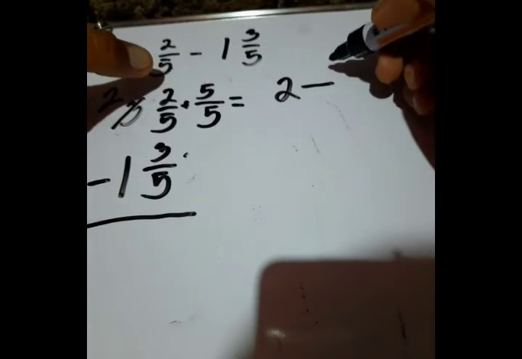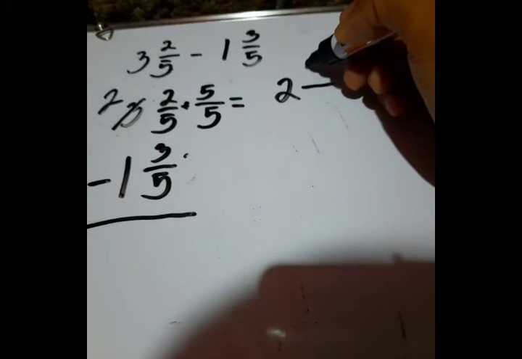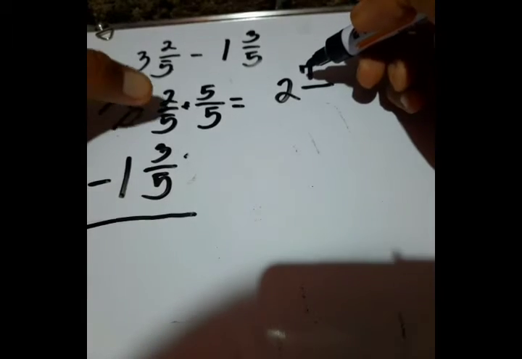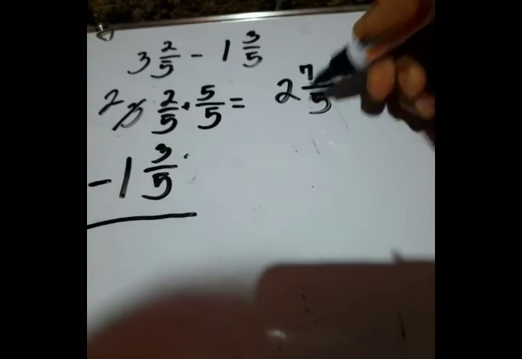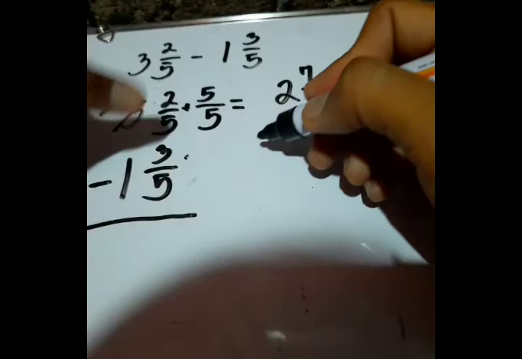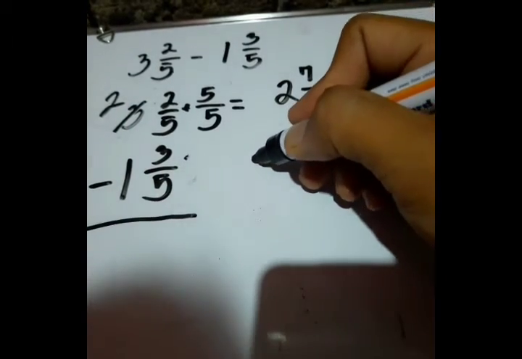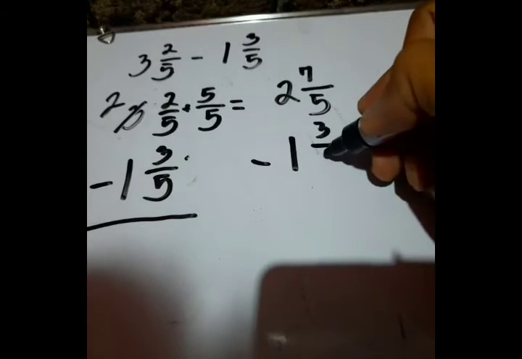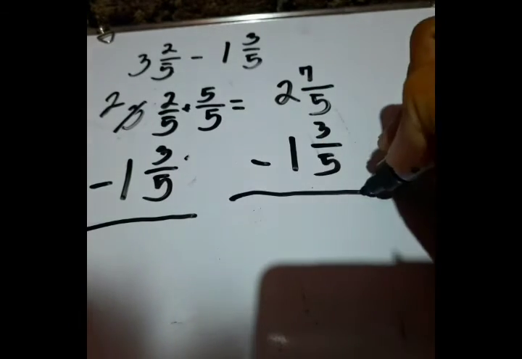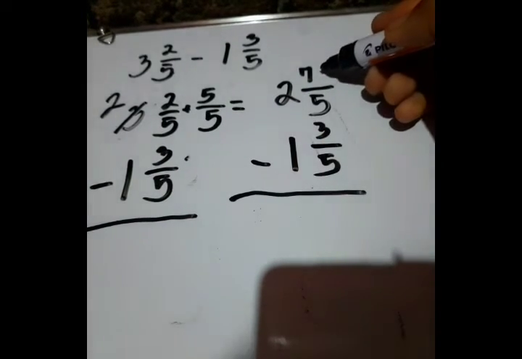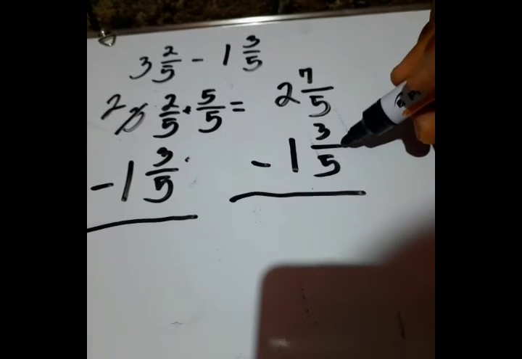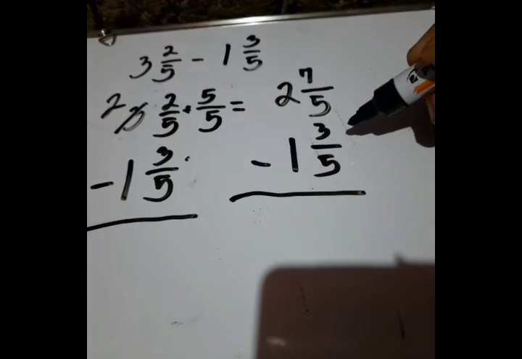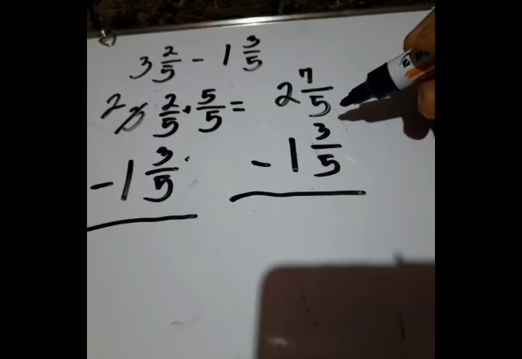And for the fraction, 2 plus 5 is 7. And then copy the denominator. So we did nothing here, so we'll just copy it. So 1 and 3/5. Since the minuend is now bigger compared to the subtrahend, we can now solve it right away.